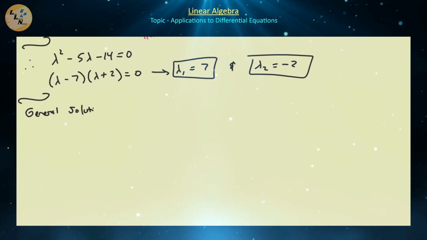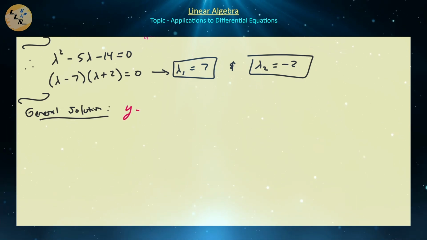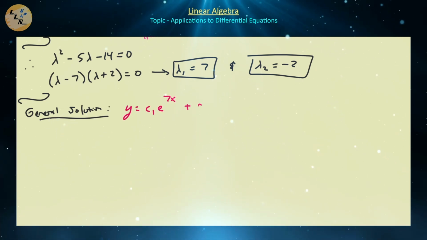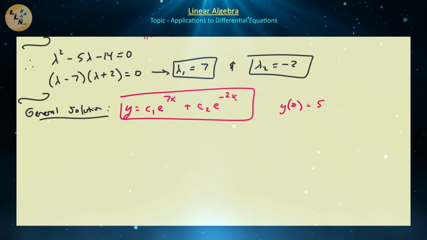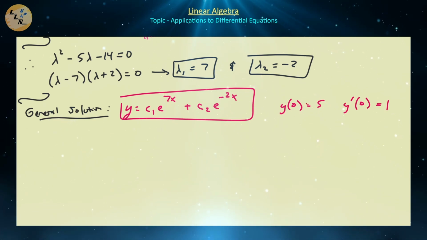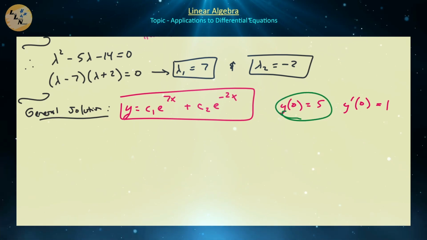So our general solution is going to be y is equal to c1 e to the 7x plus c2 e to the minus 2x. Now we want to use those initial conditions to find out what these constants c1 and c2 are. Remember, we have y of 0 is equal to 5 and y prime of 0 is equal to 1. If we use our first initial condition, y of 0 is equal to 5, we have 5 is equal to c1 e to the 0, which is 1, which is nice, plus c2 e to the 0, which is also just c2. Every time you have exponential solutions, having 0 as your initial condition always makes things nice.